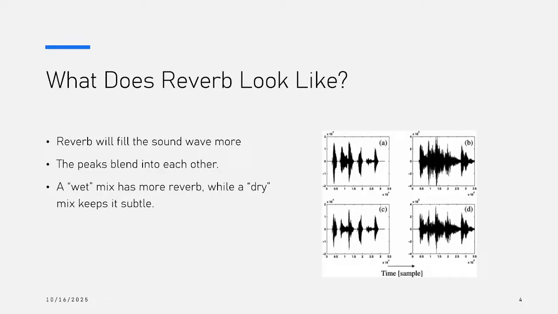And I just want to mention the difference between wet and dry mix. A wet and dry mix is how much reverb is blended into the original signal. A wet mix has more of the effect, while dry keeps it subtle, so the effect is not there. So reverb transforms a sound wave from something isolated and contained into something more spacious and blended, mimicking how sound naturally behaves in real acoustic environments. It turns flat, studio-like sound into one that feels like it exists within a physical space.